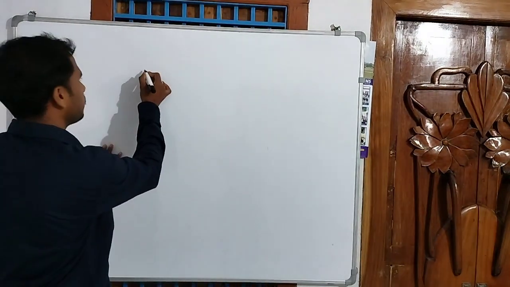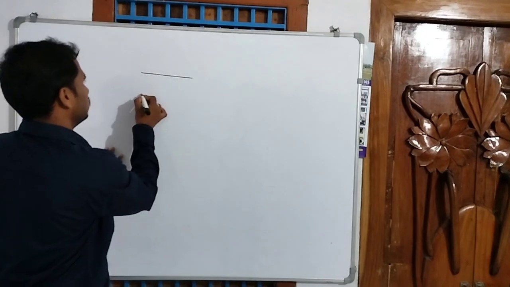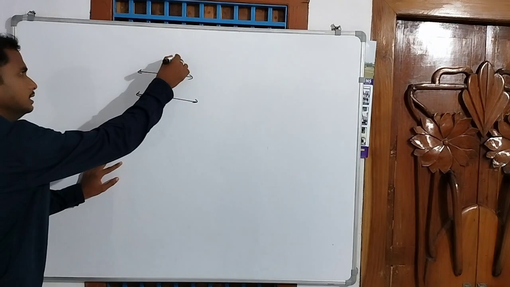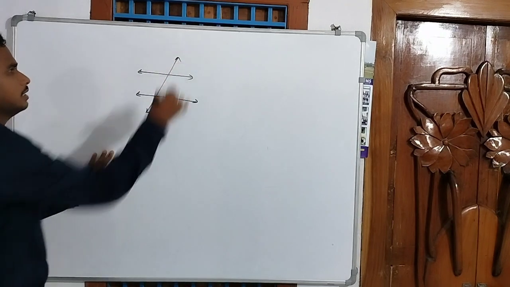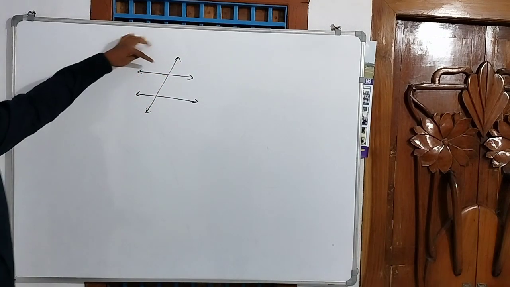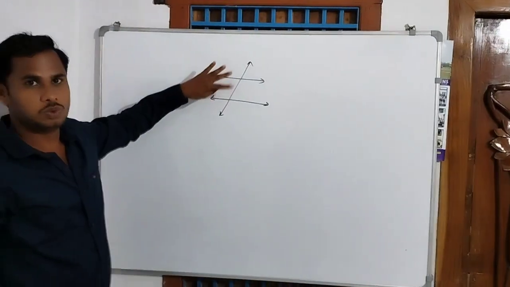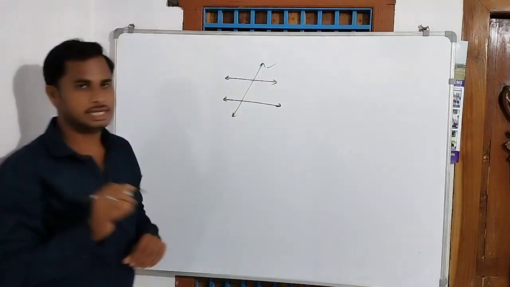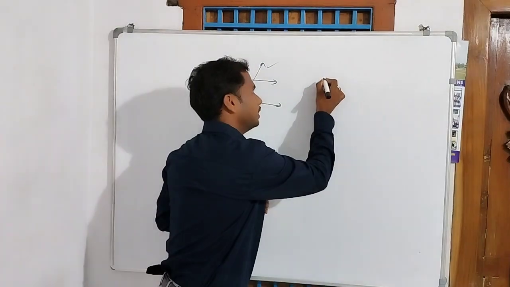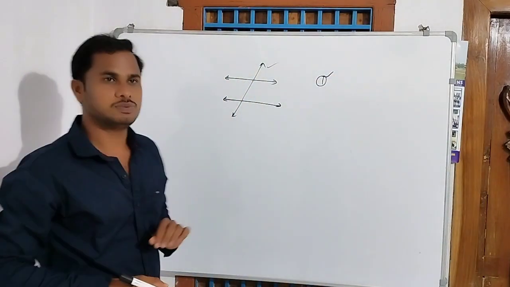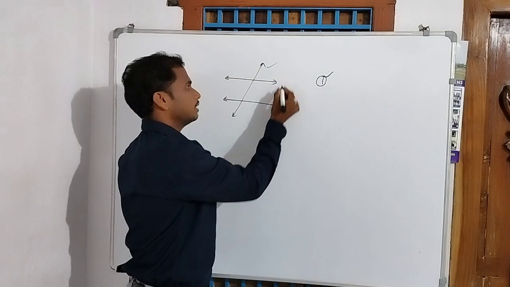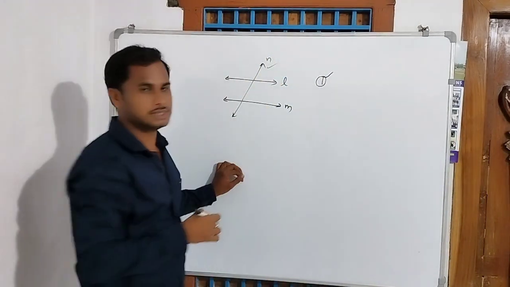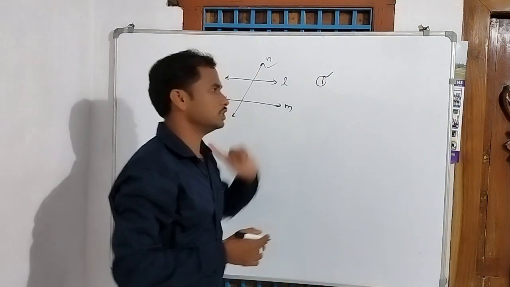If we know these two lines are parallel lines, this is a transversal line because this line intersects the two lines at two distinct points. That's why this is a transversal line. A few very important points. The first one: for example, L is parallel to M and N is a transversal line.